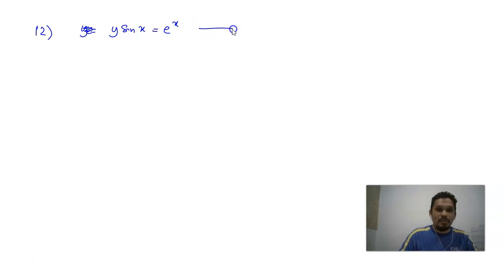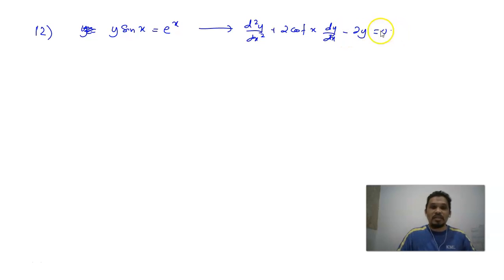Okay, so we're going to prove that the second derivative of y respect to the x plus 2 cotangent x dy dx minus 2y equal to 0. So let's see if we can solve this one here now. So y sine x equal to e^x.